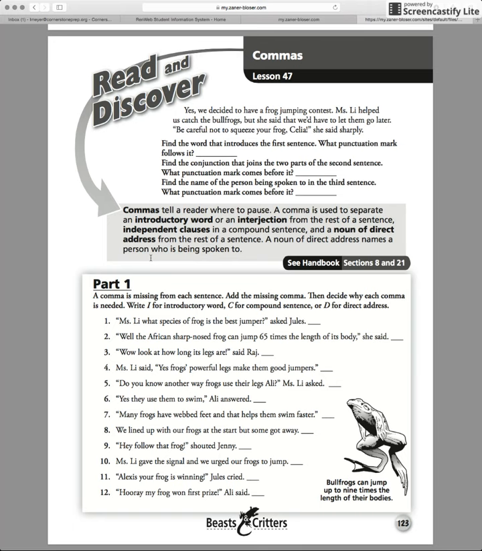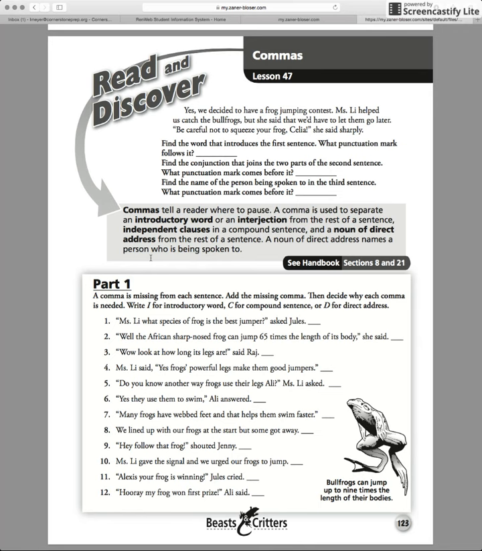So a comma is used to separate an introductory word or an interjection from the rest of a sentence, independent clauses in a compound sentence, and a noun of direct address from the rest of the sentence. So a noun of direct address names the person who is being spoken to, and a lot of times that is at the very beginning of your sentence because you are addressing the person that you are speaking about.